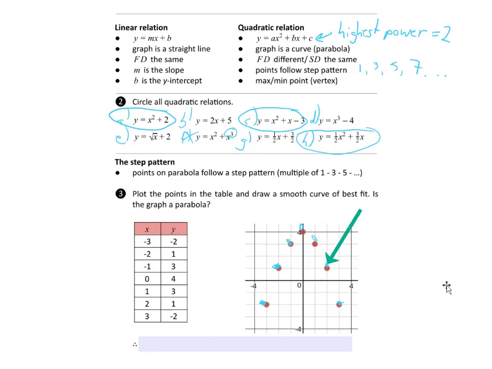Over 1, down 2. That doesn't follow our step pattern of 1, 3, 5, 7 already. So we go 1, then 2, and then 3. That's not a parabola. Therefore, it is not a parabola, and it does not follow the step pattern, which also means that the second difference isn't the same. The second difference is actually going to be different.